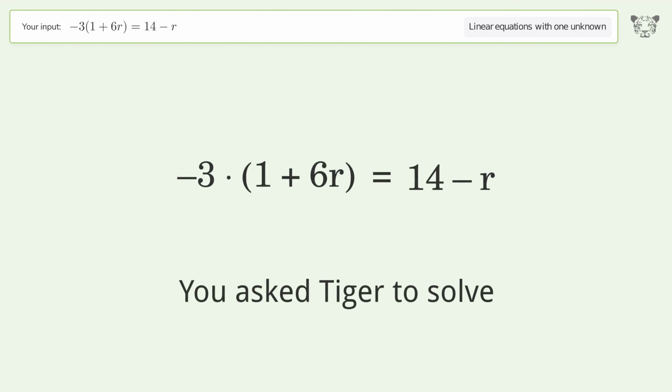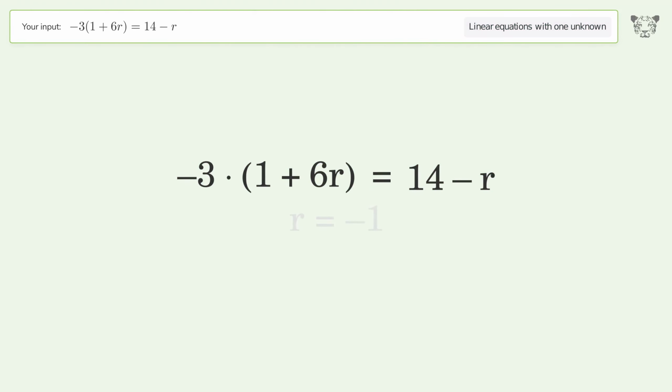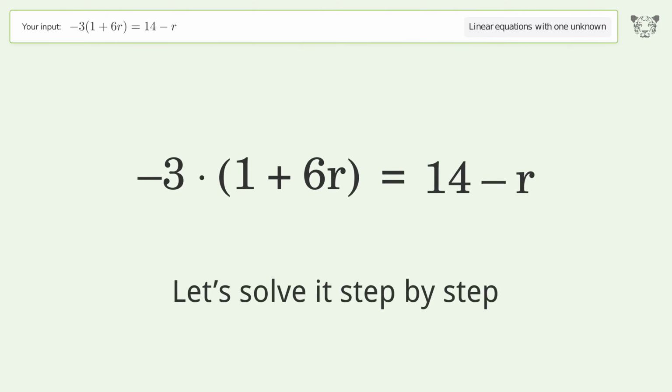You ask Tiger to solve. This deals with linear equations with one unknown. The final result is r equals -1. Let's solve it step by step.